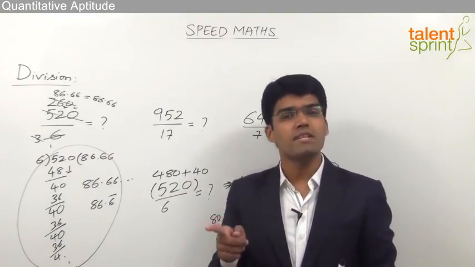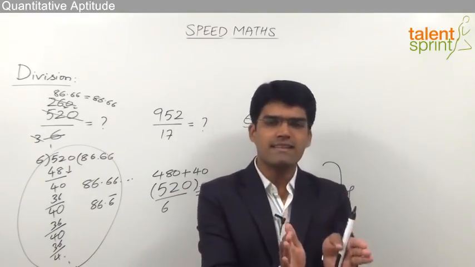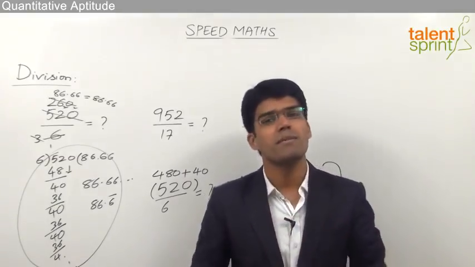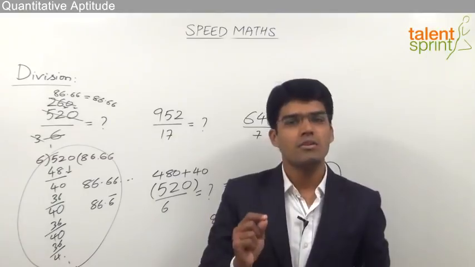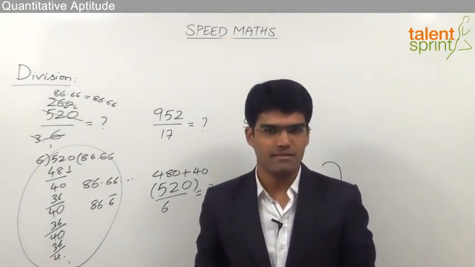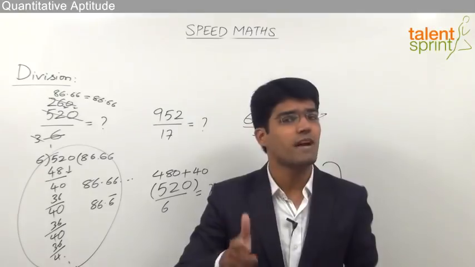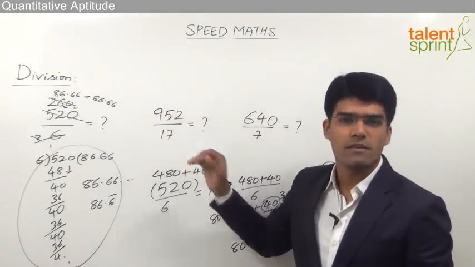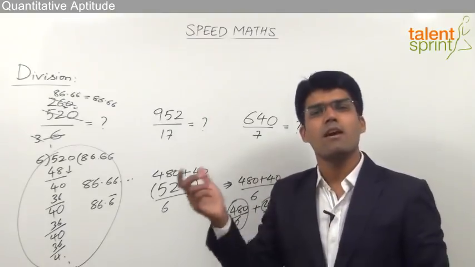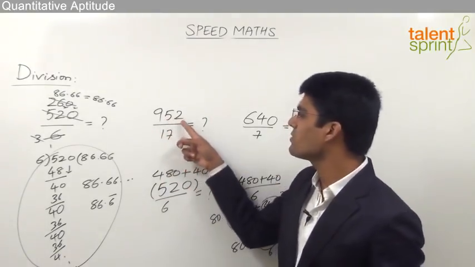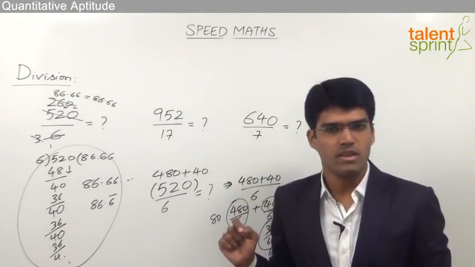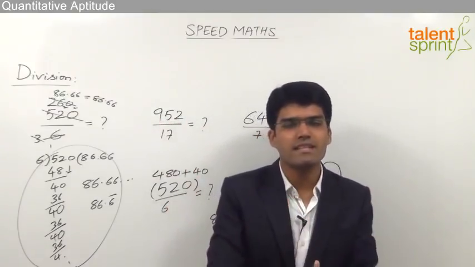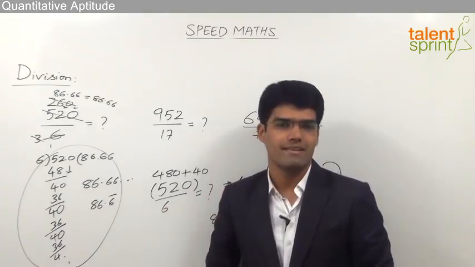Why 850 plus 102? Because I very well understand that 850 is a multiple of 17, or 850 is divisible by 17. Why? Because I know 17 into 5 is 85. So once we know that 17 into 5 is 85, 850 is something which is very good to take as one of the parts. So 850 plus 102. Why? Because 850 plus 102 will give us 952. So now 952 divided by 17 becomes 850 by 17 plus 102 by 17.